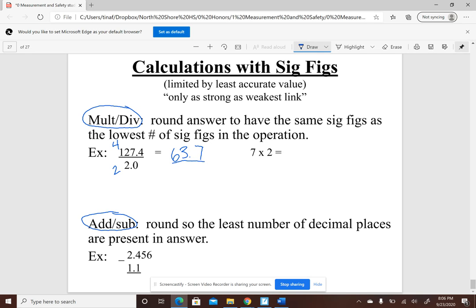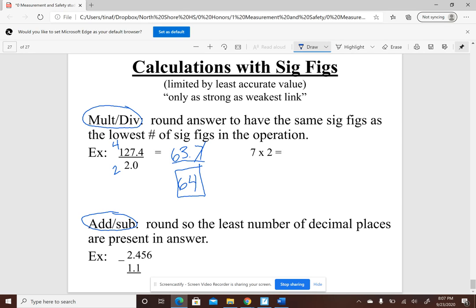So I want to round this answer so that there's only 2 numbers showing. So I basically want to get rid of this number that's in the 10th spot. And I can't just get rid of that. I have to round appropriately. So since the number in the 10th spot is bigger than 5, what has to happen to my number that's in the 1 spot? It has to round up. So what the right answer would be to this question is 64. I have 2 sig figs.